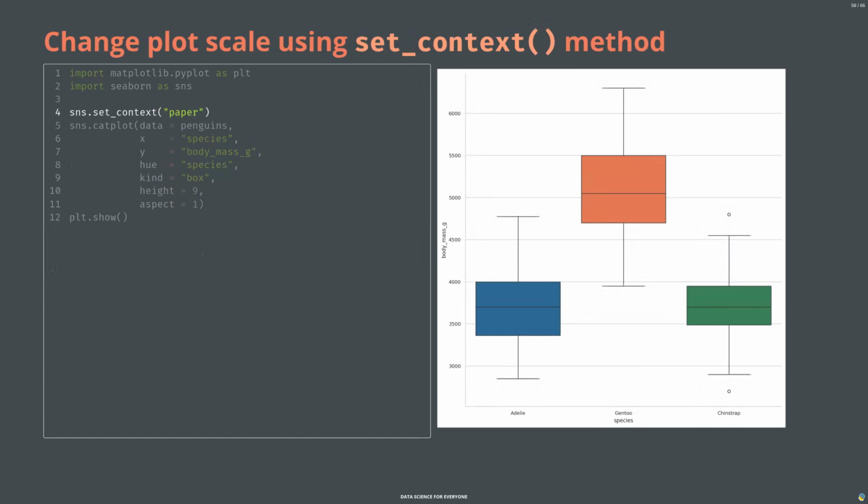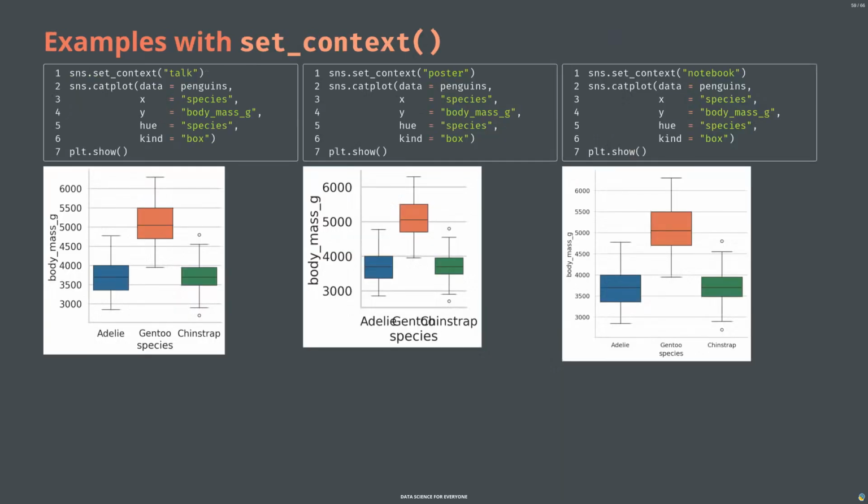Finally, you can change the scale of your plot by using the set_context method. The scale options from smallest to largest are paper, notebook, talk, and poster. Let's look at some examples. The default context is paper. I have demonstrated the rest of the styles here.